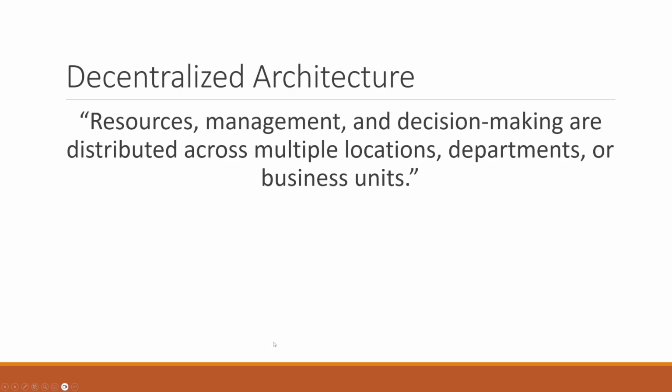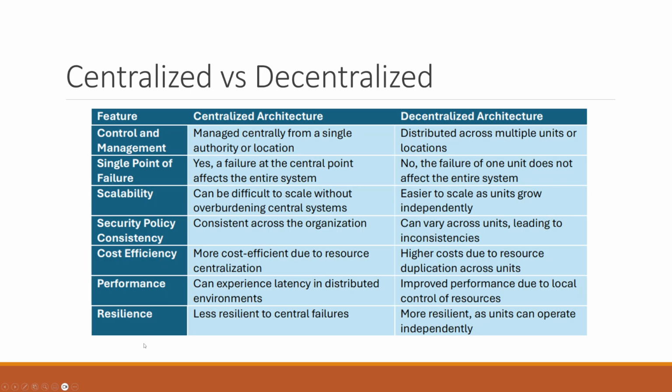if you're dealing with the cloud, sometimes you're dealing with a decentralized cloud environment because you're using multiple availability zones or multiple regions of your cloud provider to spread your data across maybe globally. Okay. Now, what does that look like? Well, this is what it looks like. We've got a centralized architecture where control and management is all done from a single point versus distributed across multiples. We got a single point of failure. Well, the central point is a single point of failure because if we lose that one data center, for example, it's gone. Versus decentralized, no, it won't affect the entire system.